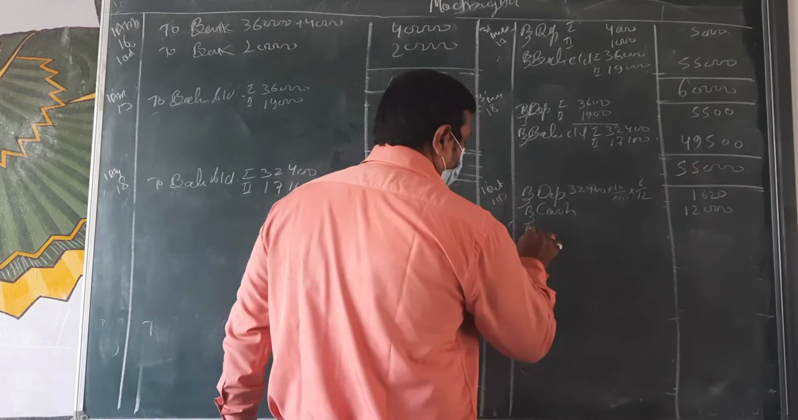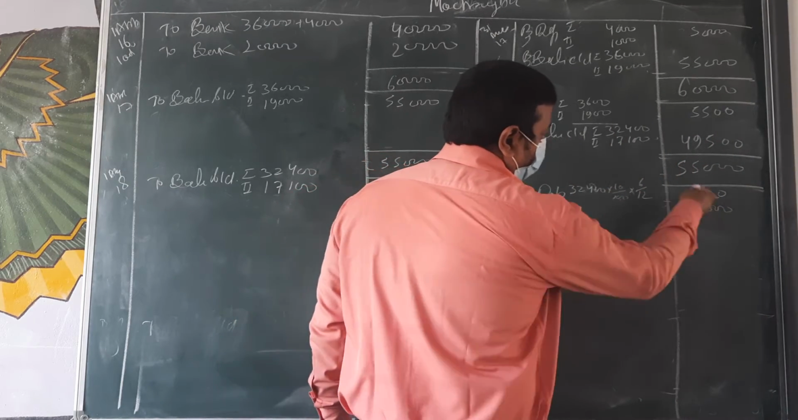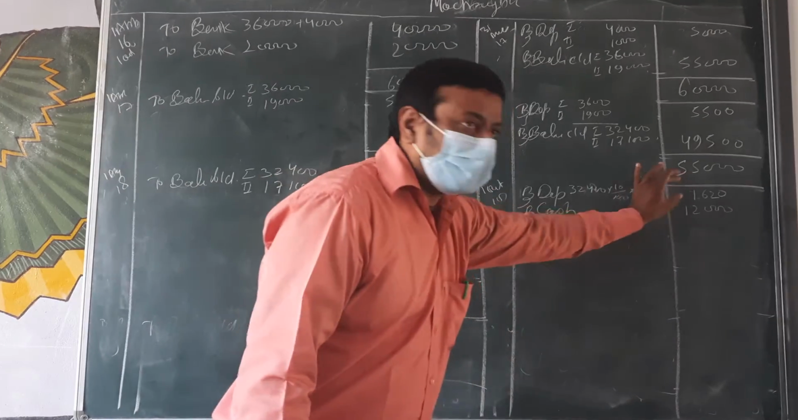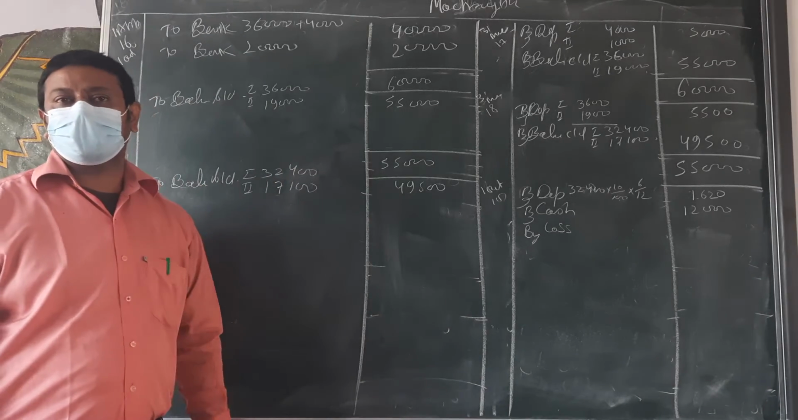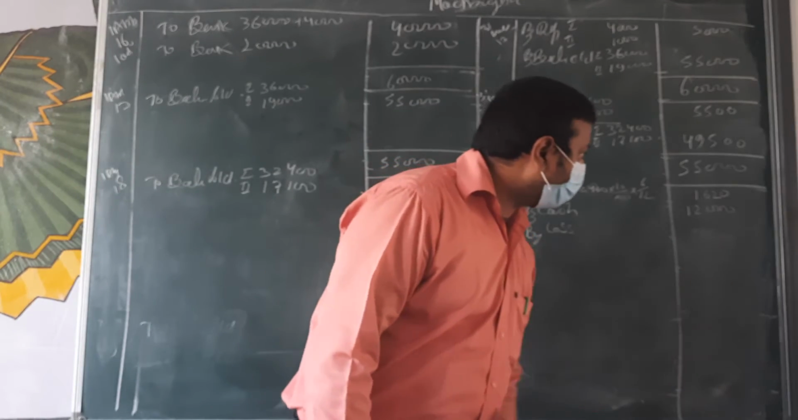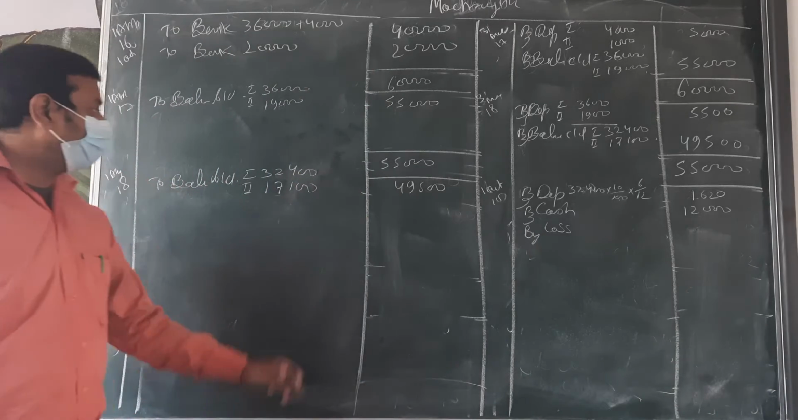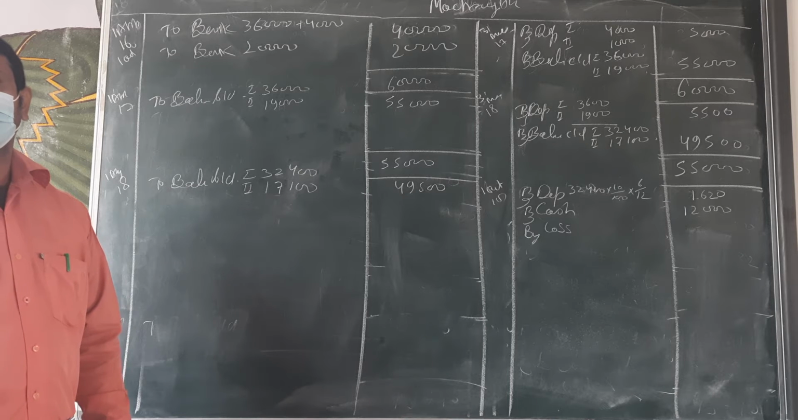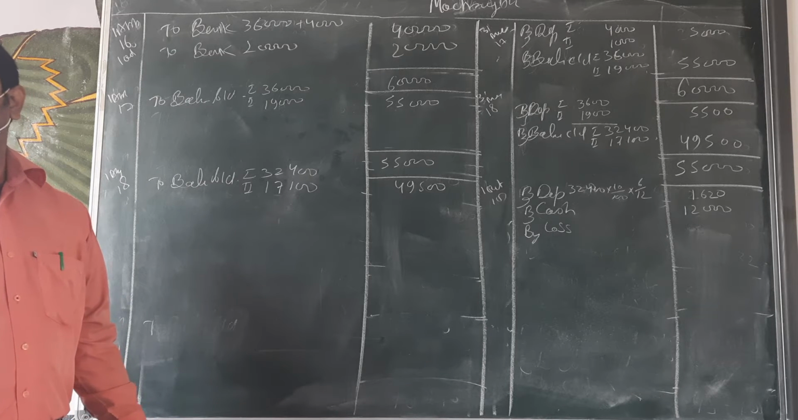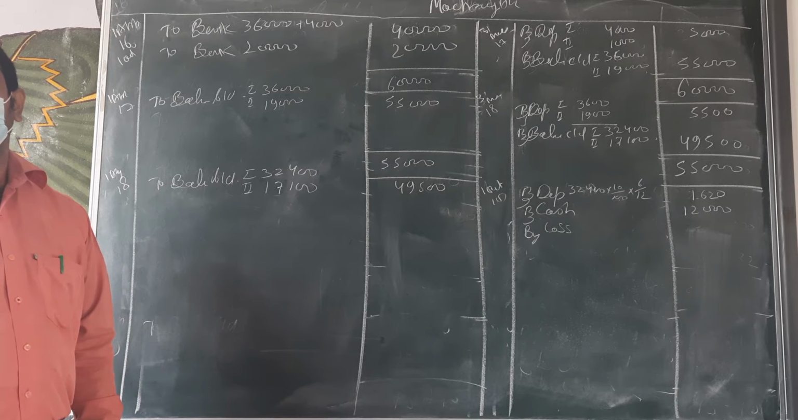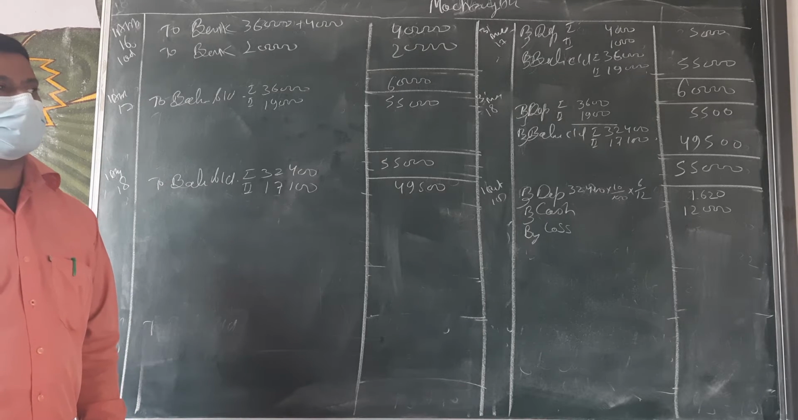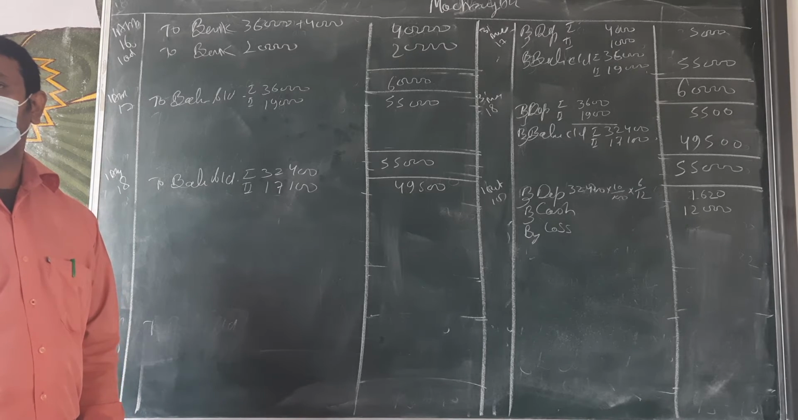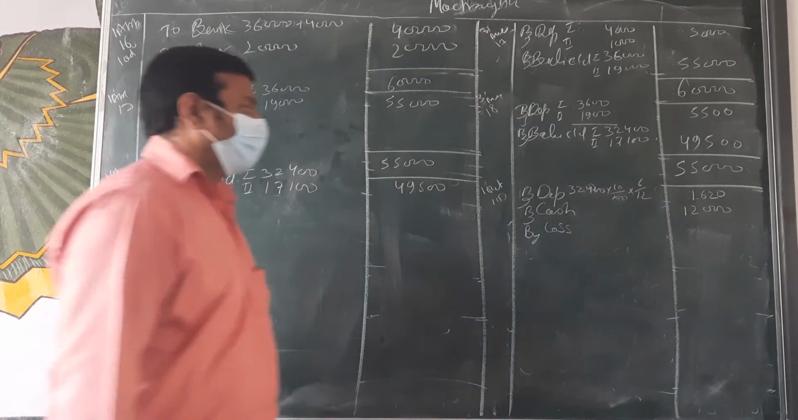Then take the difference. I think it's a loss, because this amount is very less from this amount, 32,400. Total of this, 13,620, less from 32,400. What amount is coming? Tell me fast, it's a very easy calculation only.